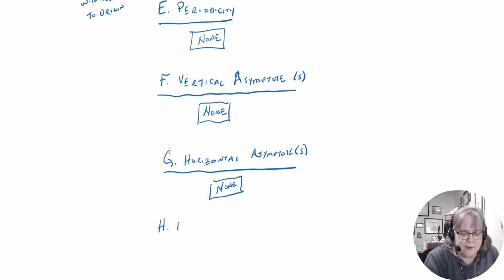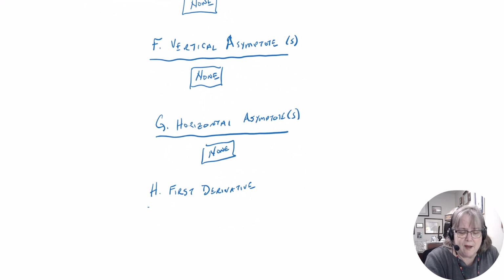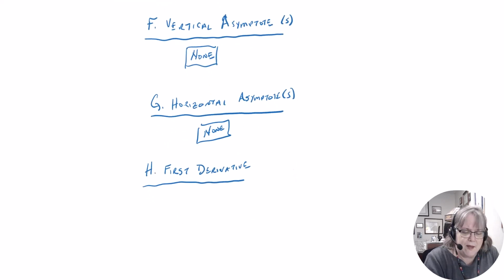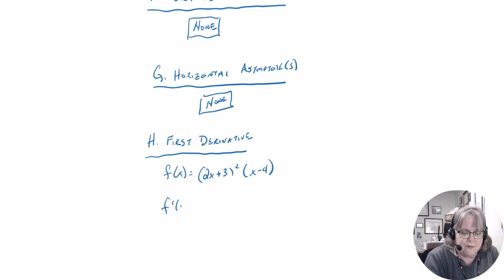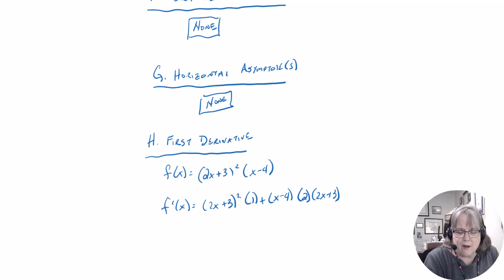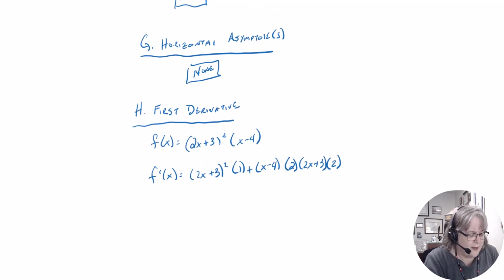And then we're going to move on to the first derivative test so that we can talk about where it's increasing and decreasing and potential max and mins, all that good stuff. All right. So remember, our function was 2x plus 3 squared times x minus 4. So this is going to be the product rule. So the first derivative is the first times the derivative of the second plus the second times the derivative of the first. So you bring the two down, leave the inside alone, take one off the power, loop back in, and take the derivative of the inside.